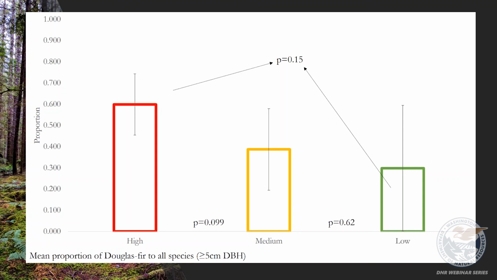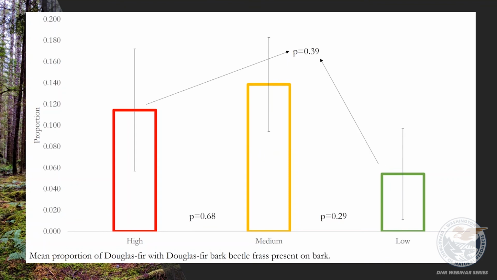This is the proportion of Douglas fir to all species across each mortality level. And this was fairly significant, at least between high and low mortality. High mortality had the greatest proportion of Douglas fir, and low had the lowest. Low also had the greatest variance. And medium and low had the lowest difference between these two. That remains to be seen why. I'll probably find out more this upcoming year.